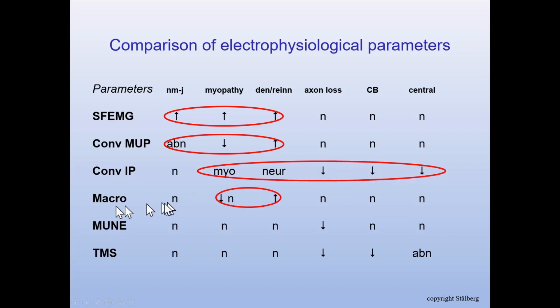If we have the macro EMG, I told you that is mainly to measure the electrical size of a motor unit, the total electrical size, and that is normal or small in myopathy and increased in re-innervation. Motor unit number estimation is mainly concentrated on the number of motor neurons that are active. And transcortical magnetic stimulation, it is not used for myopathy or re-innervation, but it is used to look at the central part of the motor unit. So, thank you very much.